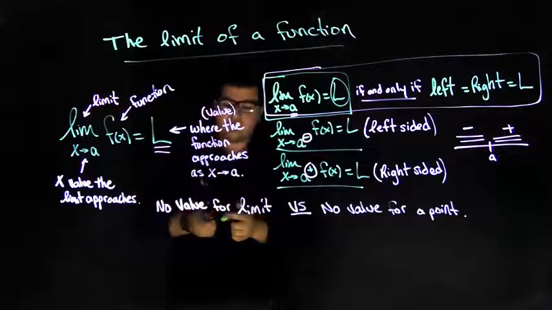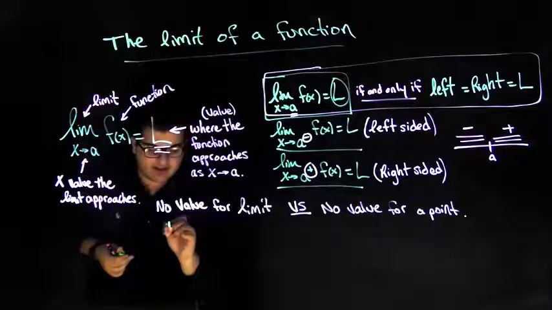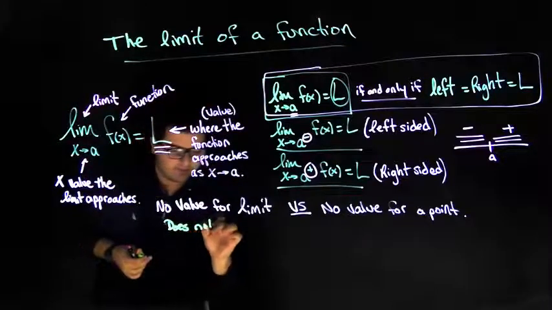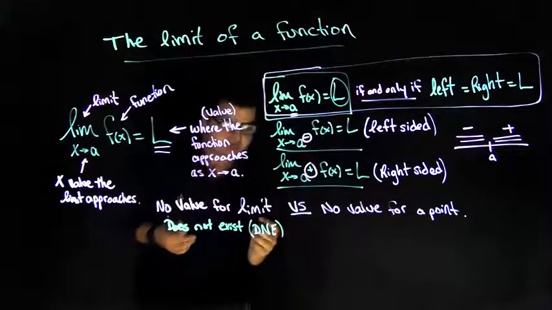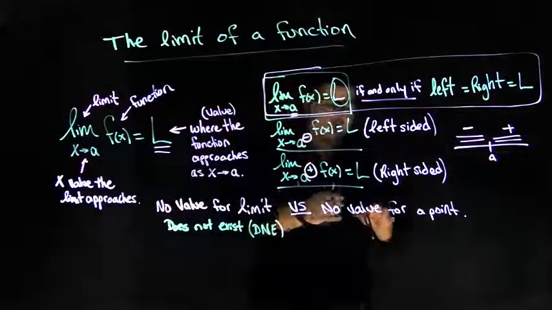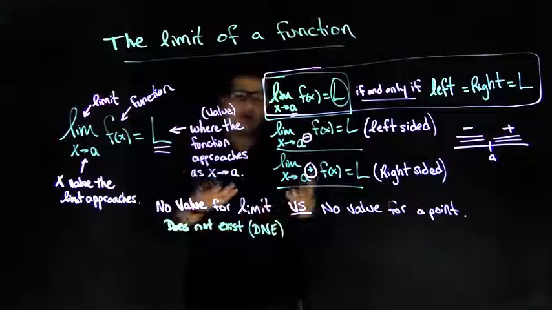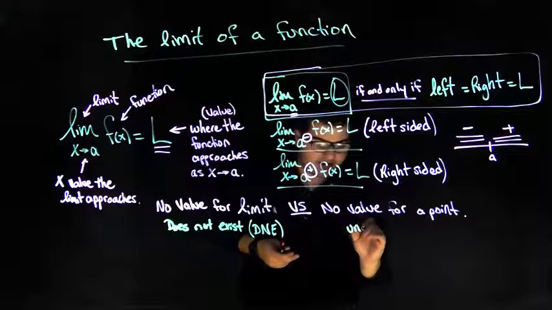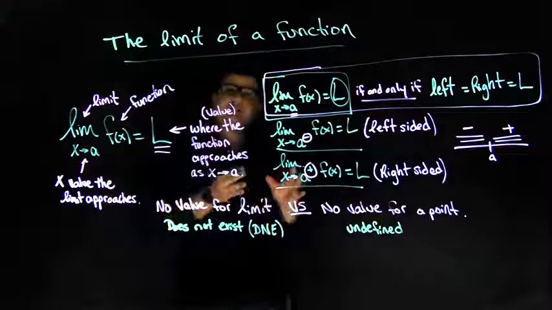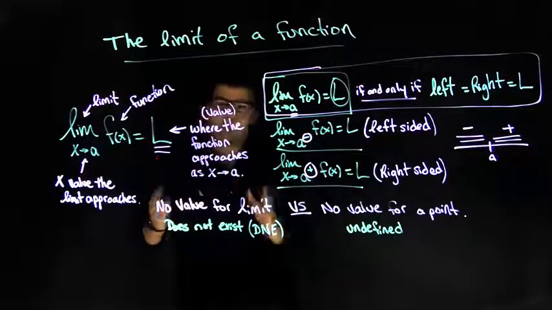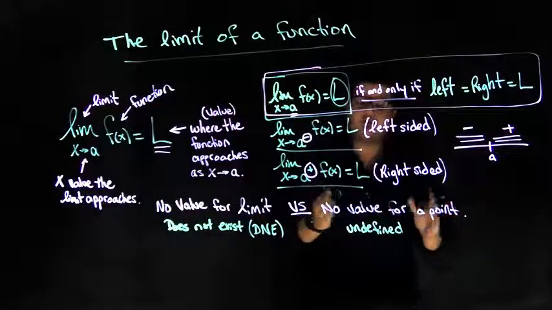If there's no value for the limit, whether it be graphically or algebraically or any sort of limit you calculate, we're going to say that the limit does not exist, or the shorthand DNE, which stands for does not exist. Versus, if there's no value for a point, let's say I tell you I want the value at x equals 2 of my function, or f of 2. You're going to say that the point is undefined if there's no value for your point there. The point is undefined. This is a very, very important concept. If there's no value for the limit, it does not exist. If there's no value for a point, the point is undefined.